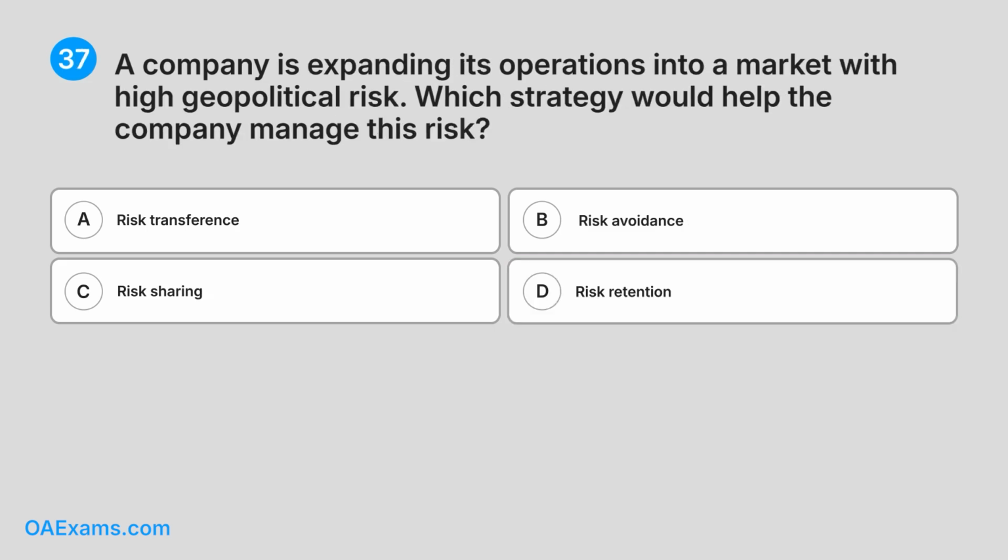37. A company is expanding its operations into a market with high geopolitical risk. Which strategy would help the company manage this risk? A. Risk transference. B. Risk avoidance. C. Risk sharing. D. Risk retention. Can you guess the answer?